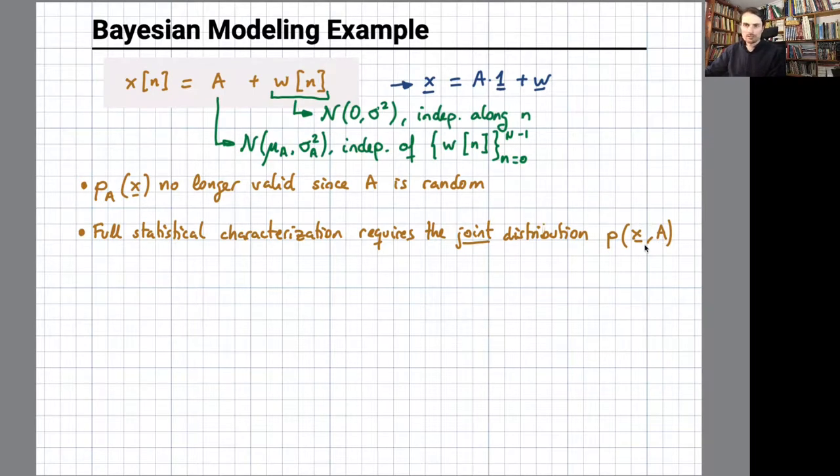Think that in the extreme case where X and A are not related at all, they are statistically independent, then X does not provide any information about A, right? Therefore, we cannot really make a good job at estimating A in that case. So what follows is just a sort of review of the techniques that we use in probability theory to obtain the joint distribution of X and A from this set of assumptions. Again, if you have difficulties to understand this, you can watch the review video on probability theory.